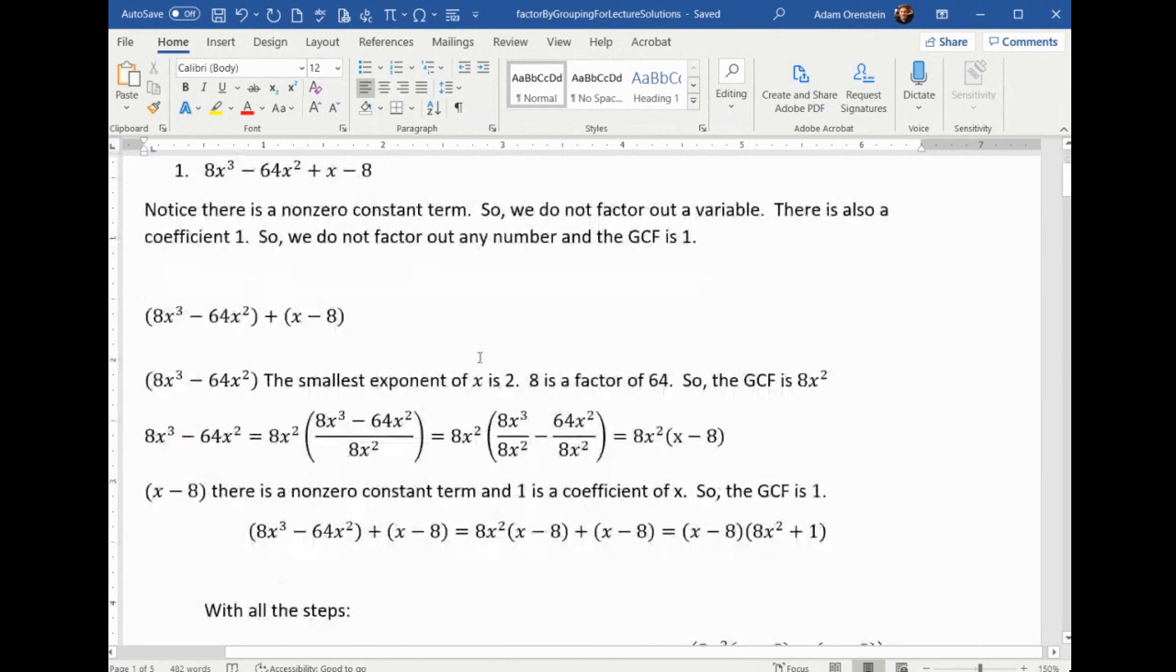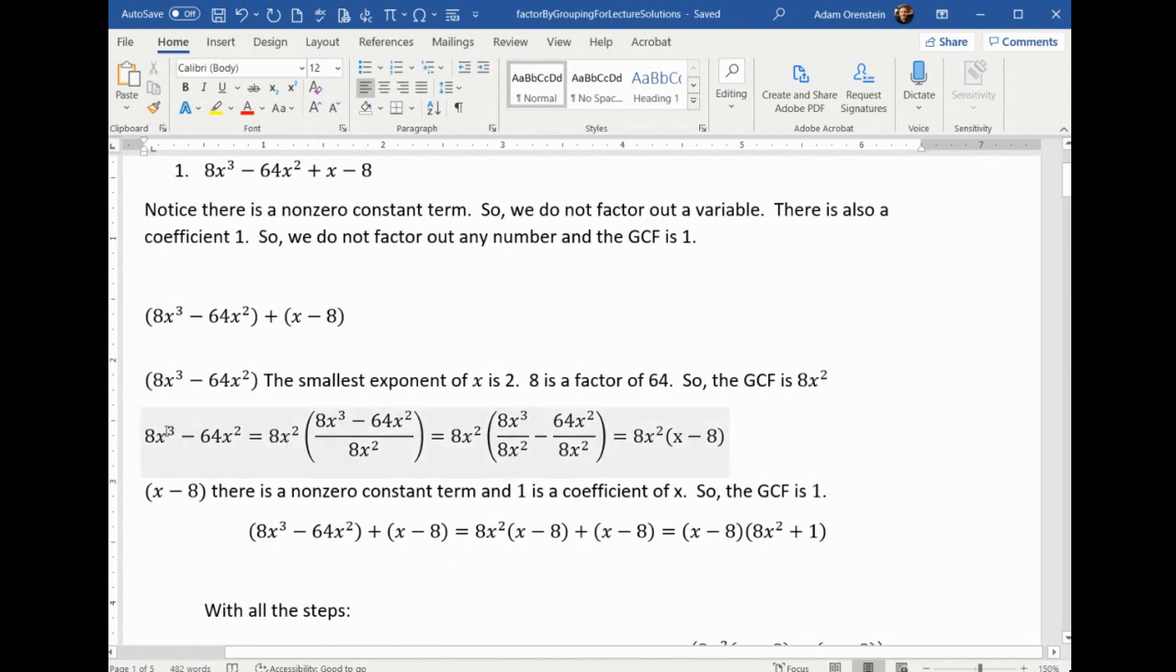So we form our two groups, right? So for the first two terms, the smallest exponent of x is 2, okay? So x squared we will be able to factor out. Also, we have 8 and 64, and 8 is a factor of 64. In other words, the greatest common factor among 8 and 64 is 8. So the GCF then is 8x squared.